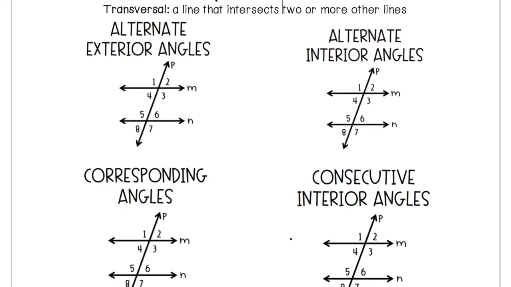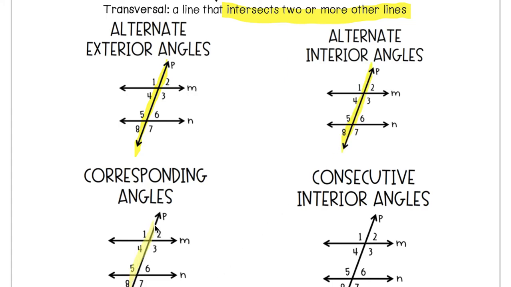Now that we've reminded ourselves what those relationships of lines can be, we're going to start looking at what a transversal is. A transversal is a line that will intersect two or more other lines. On the diagrams here, you can see that we have two lines that look like they're parallel. They're not marked, so we're not going to assume, but there are two lines, and they're both being intersected by this line P. And you can see that that happens in each of these diagrams.